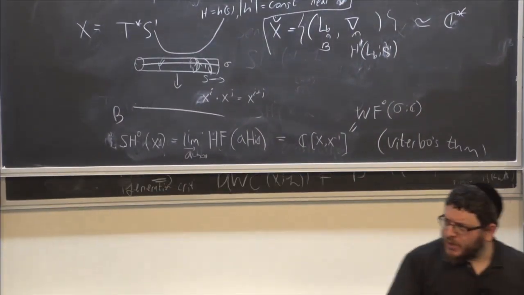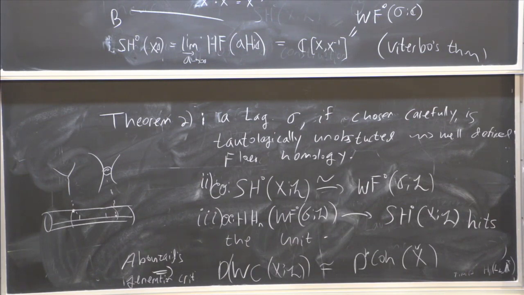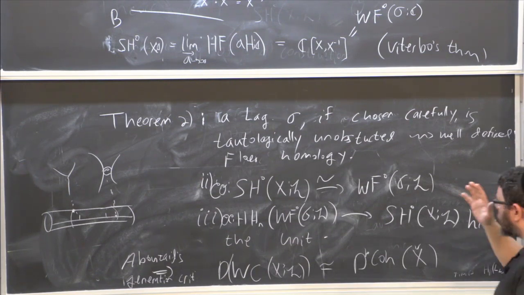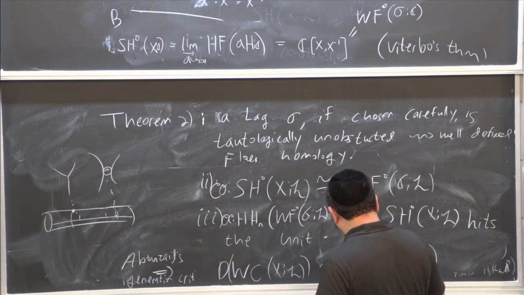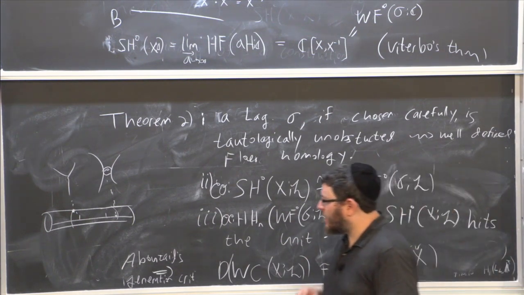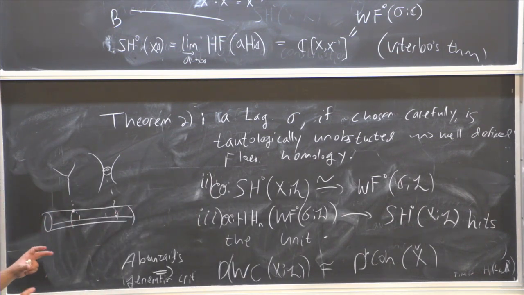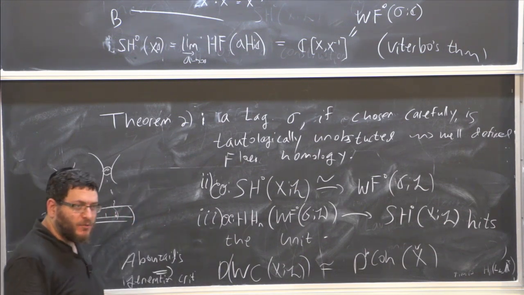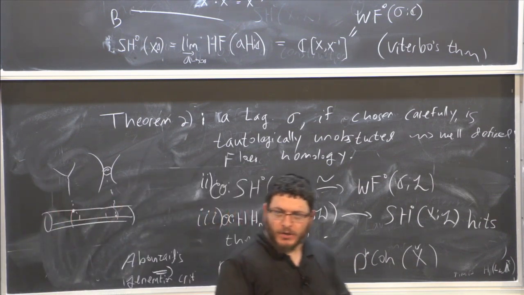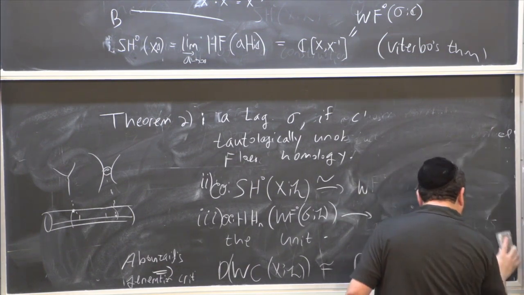So the question is, how do we do this more generally when we have a Lagrangian torus fibration with singularities? But first we must address a certain issue. There's an issue that Floer homology may not be well defined when you work on an open manifold.